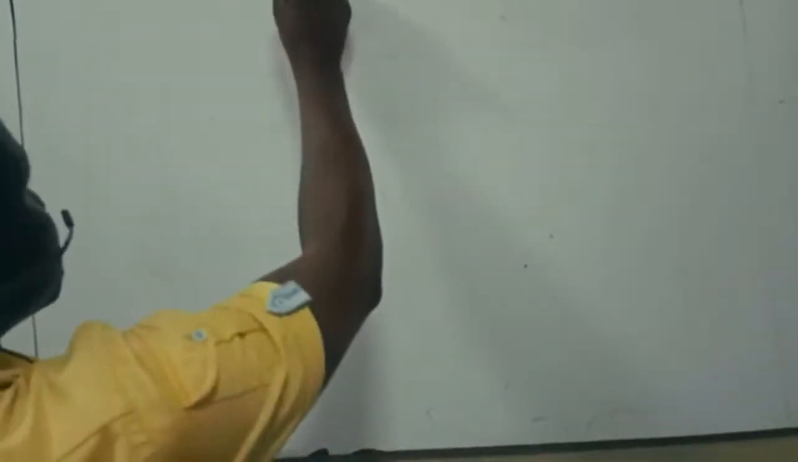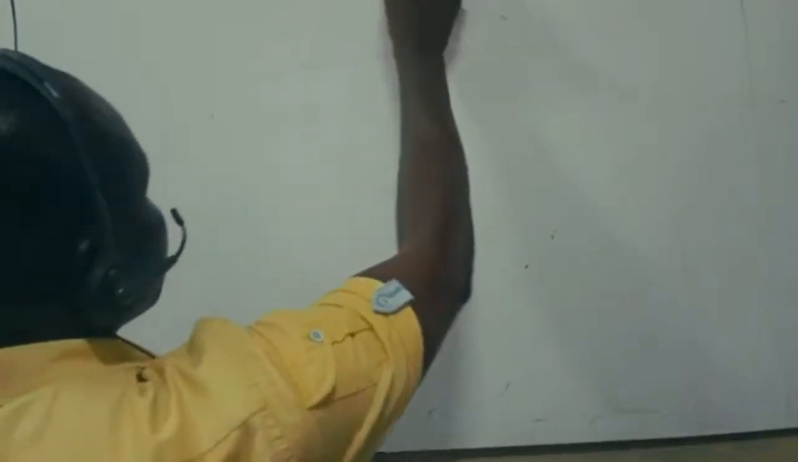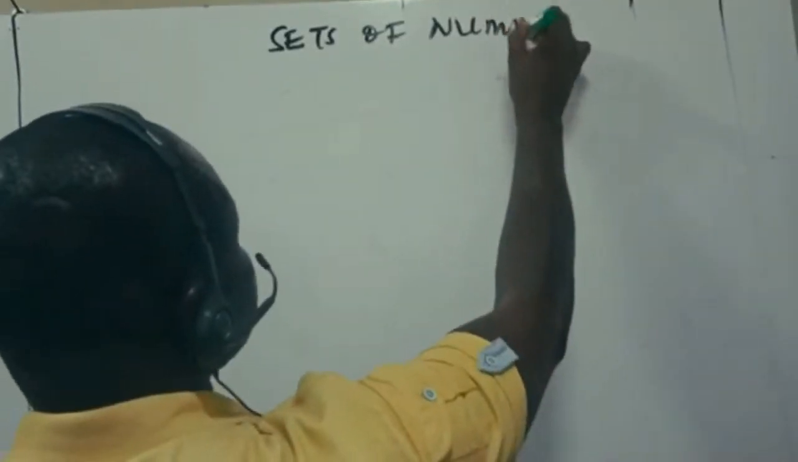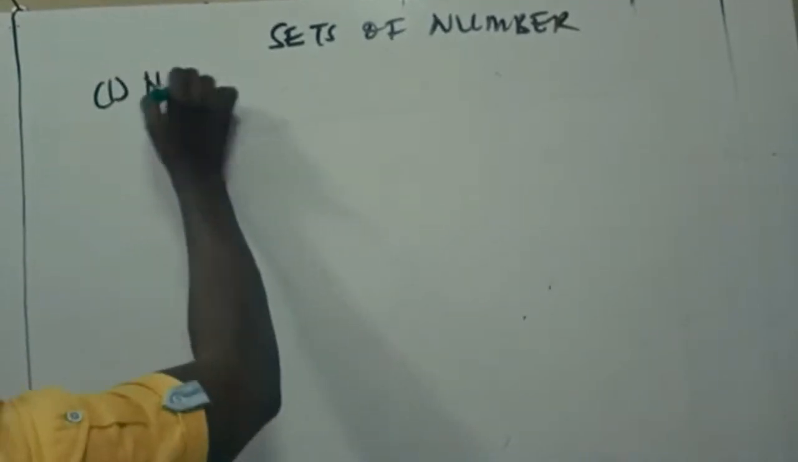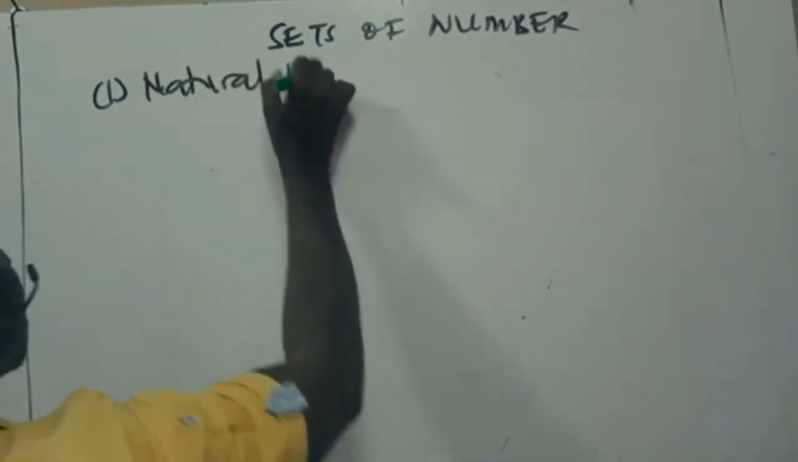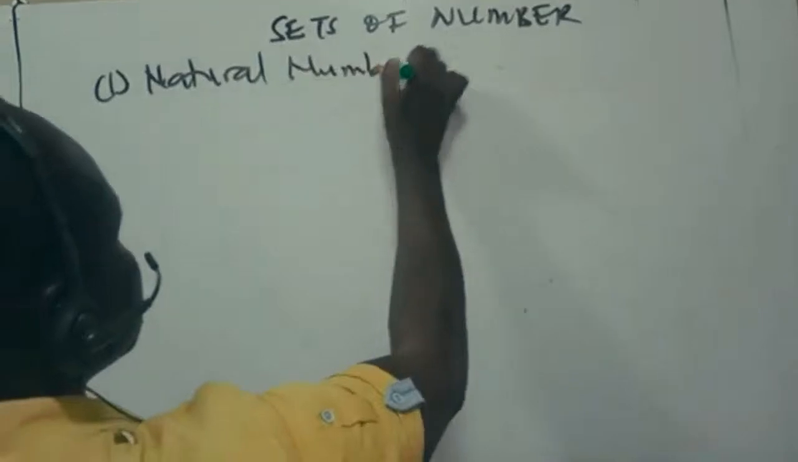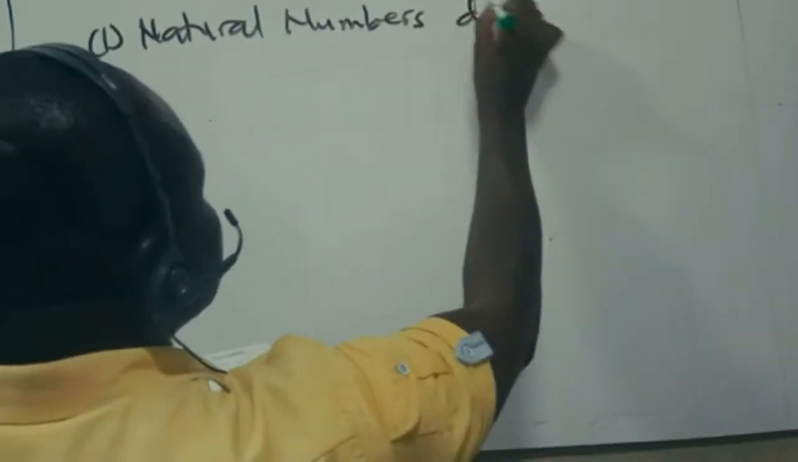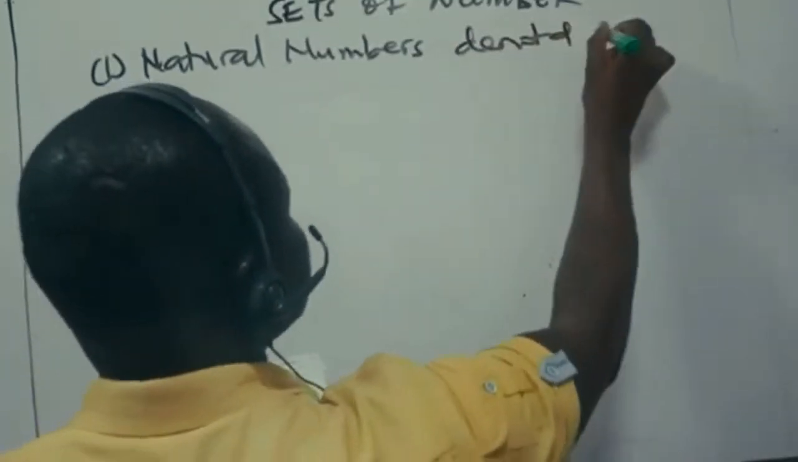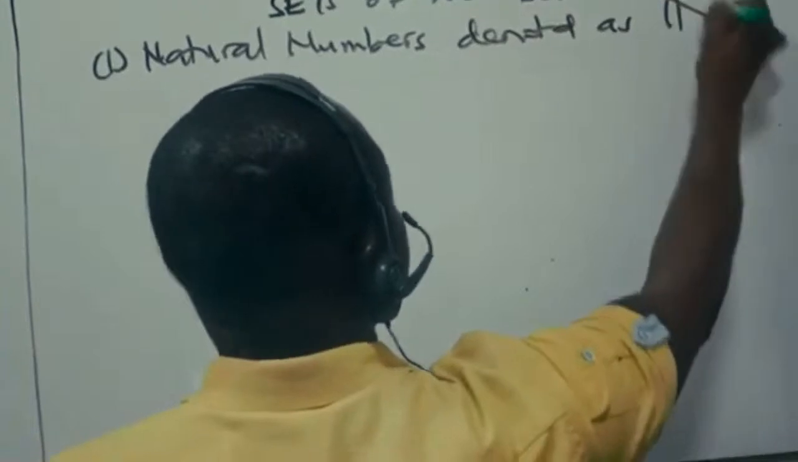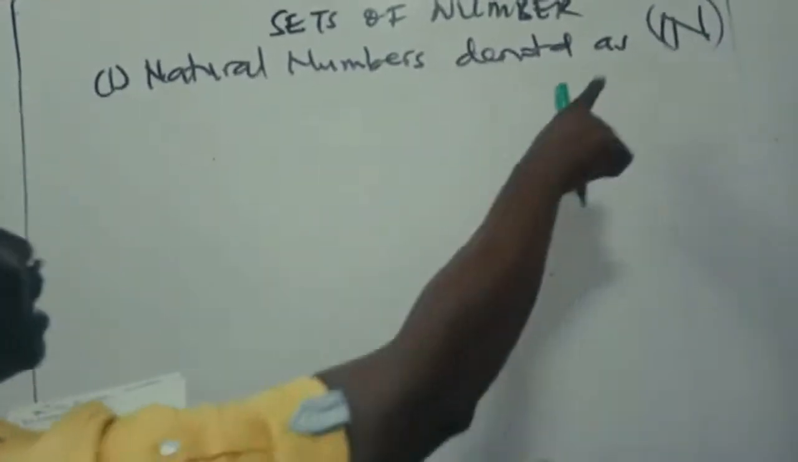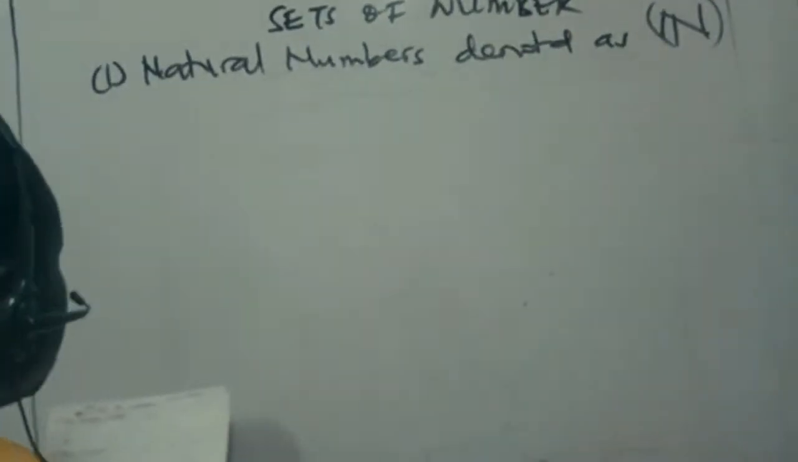Just as I've introduced the set of numbers, the first set of numbers are called the natural numbers. The natural numbers, denoted as N, as we have it on the bottom.